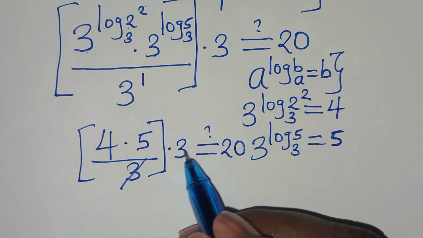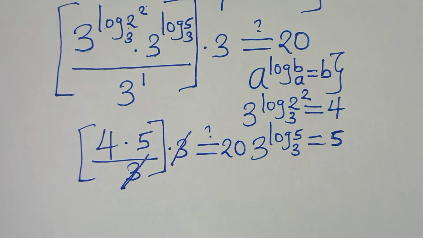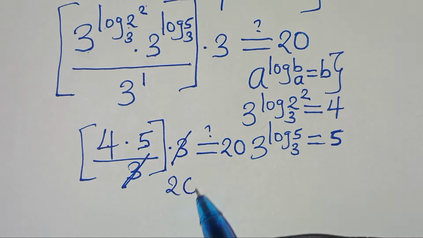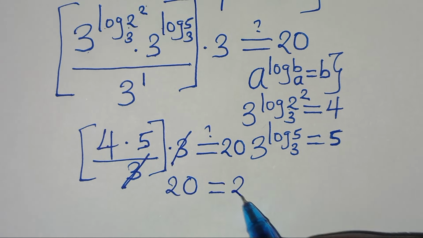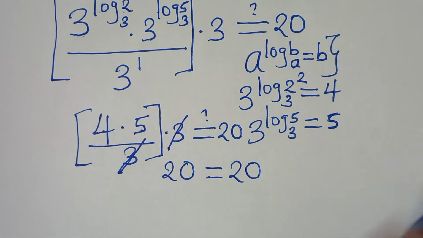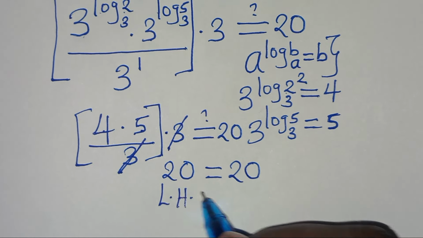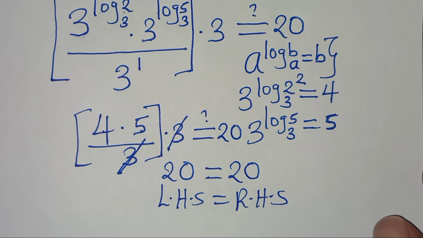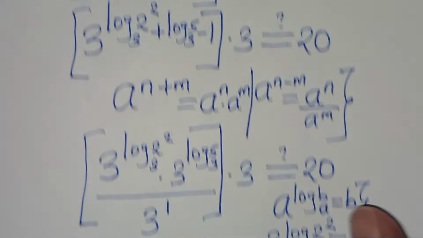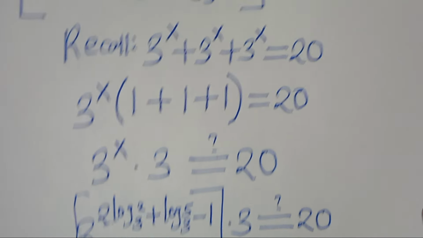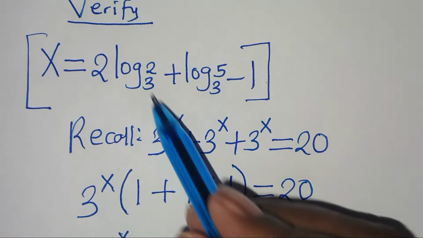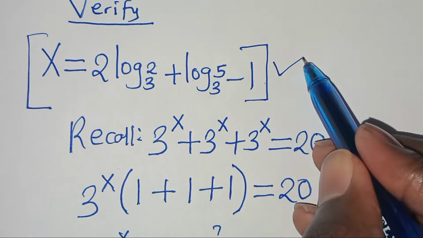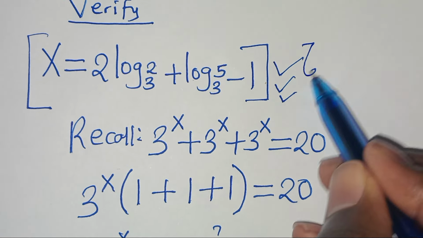So the 3 and 3 simplify, so that we have 4 times 5, which is equal to 20, and this is equal to 20. So we have that the left hand side is equal to the right hand side. And this proves that the value of x here, which is equal to 2 log 2 to base 3 plus log 5 to base 3 minus 1, satisfies the equation.